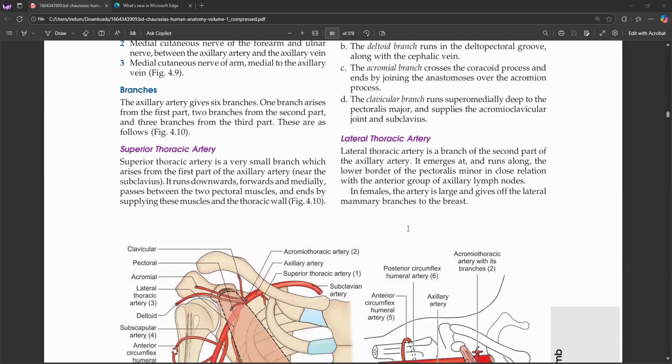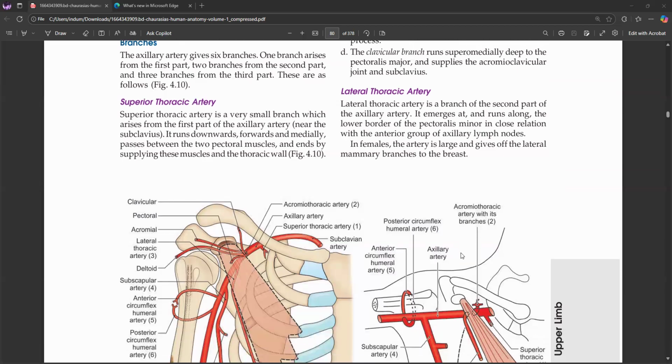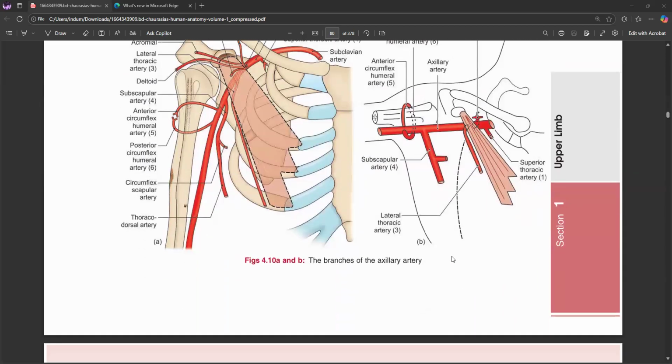Lateral thoracic artery. The lateral thoracic artery is a branch of the second part of the axillary artery. It emerges at and runs along the lower border of the pectoralis minor in close relation with the anterior group of axillary lymph nodes. In females, the artery is large and gives off the lateral mammary branches to the breast.